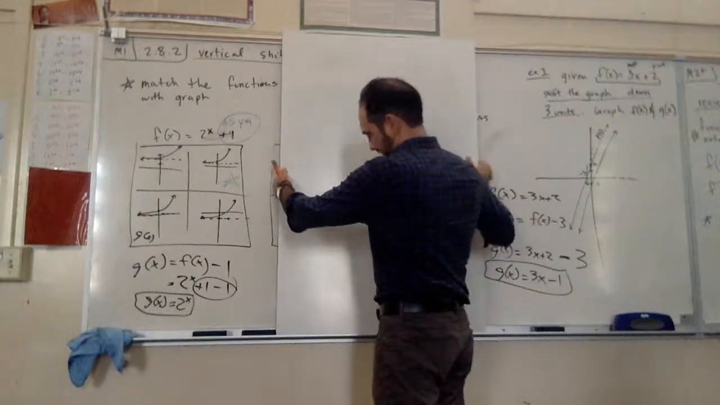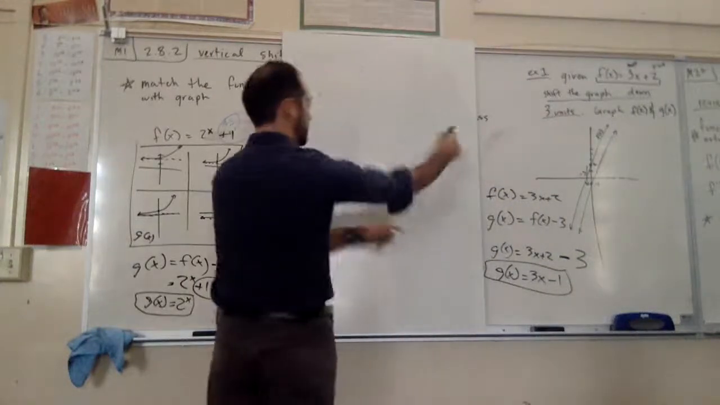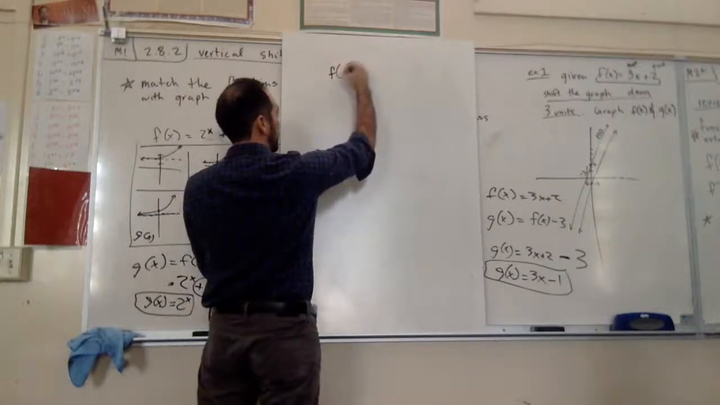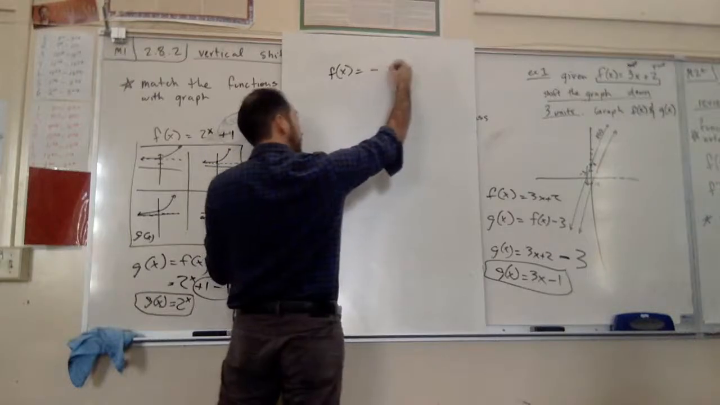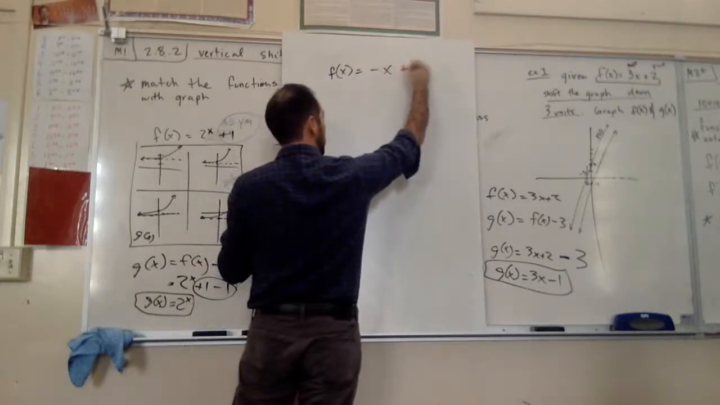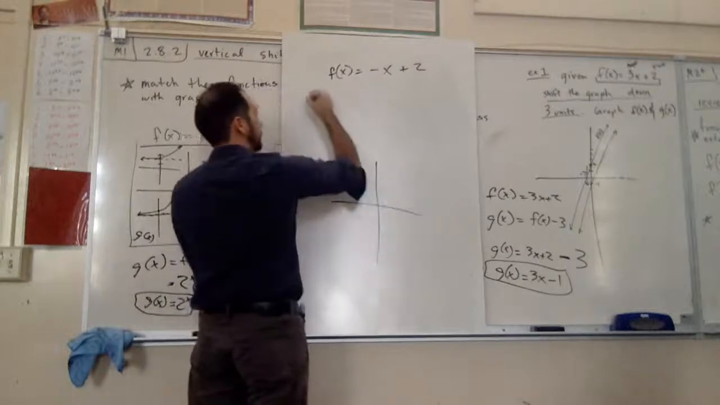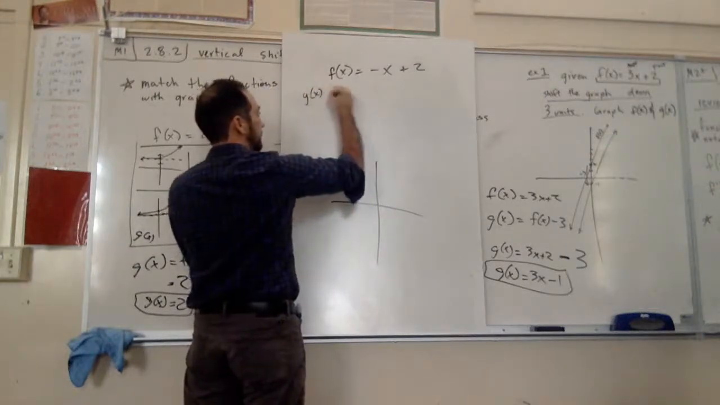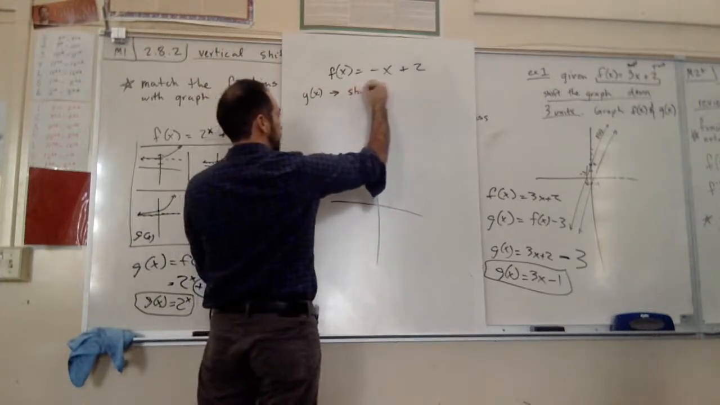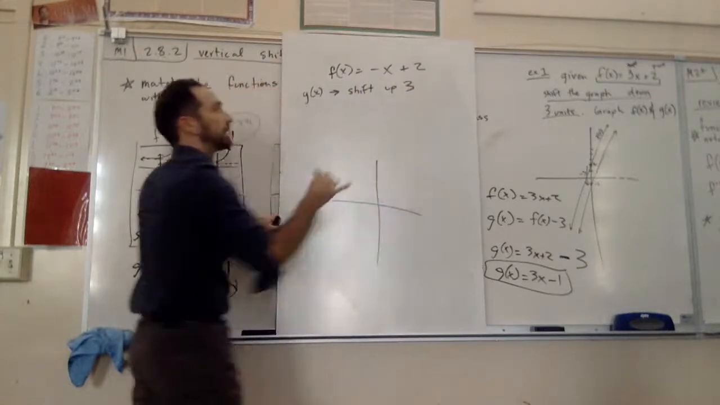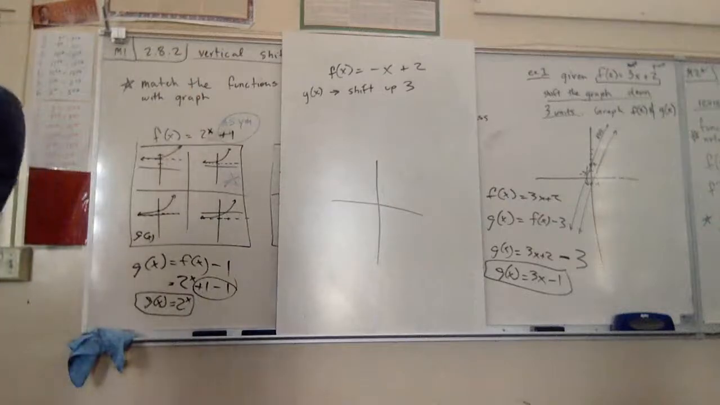All right, here we go. Let's go ahead and do another linear. f of x is equal to -x plus 2. I'm going to have you graph that. And then g of x is going to be a shift up 3. All right, knock it out.